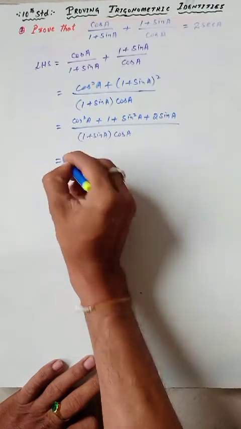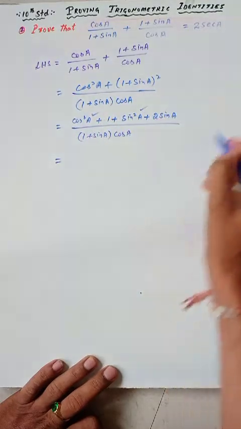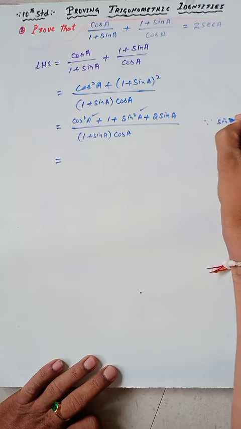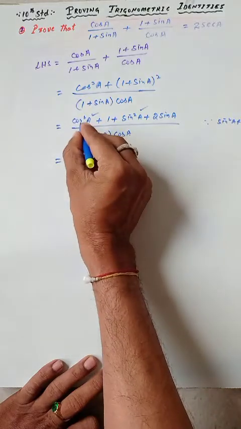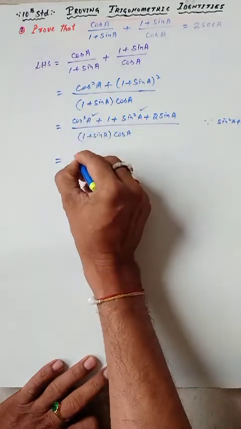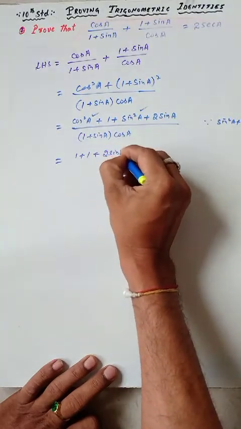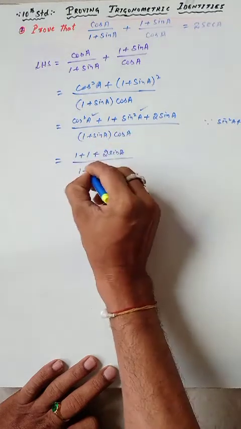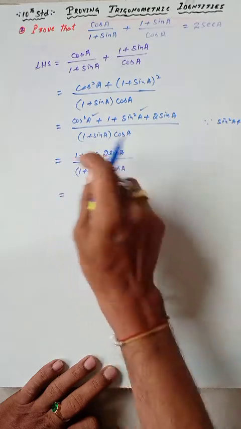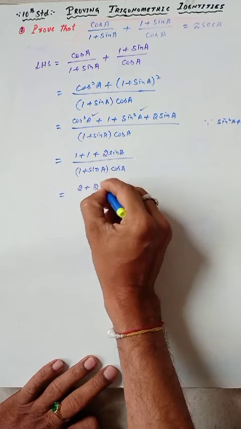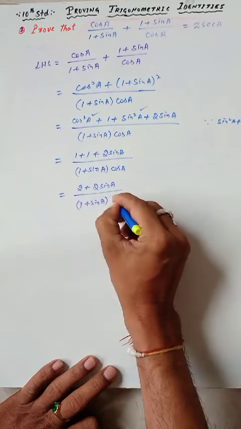Okay, now look at the numerator, you will see one thing, that is cos squared A plus sin squared A, is it not? As we know that sin squared A plus cos squared A is equal to 1 using the standard identity. So instead of this we can write 1 here, 1 plus again one more 1, plus the remaining thing is 2 sin A by, here you keep this as it is, (1 plus sin A) into cos A, that is equal to 1 plus 1 is 2, plus 2 sin A by (1 plus sin A) into cos A.